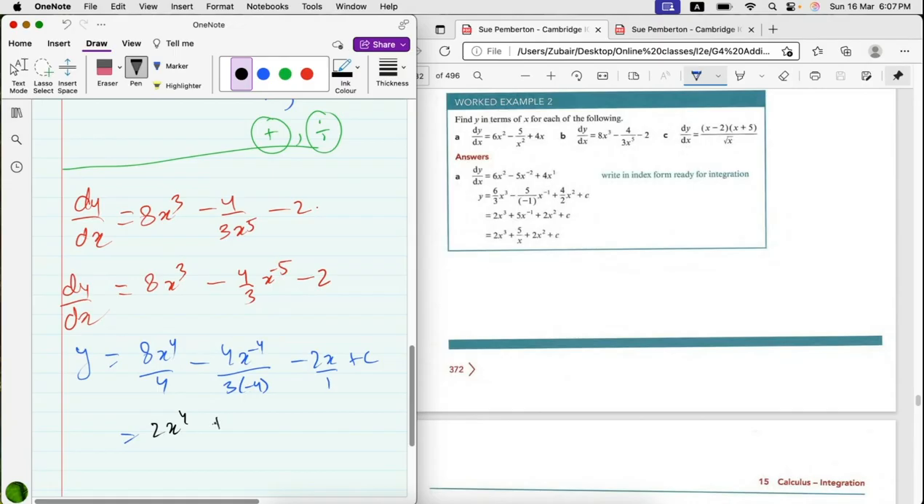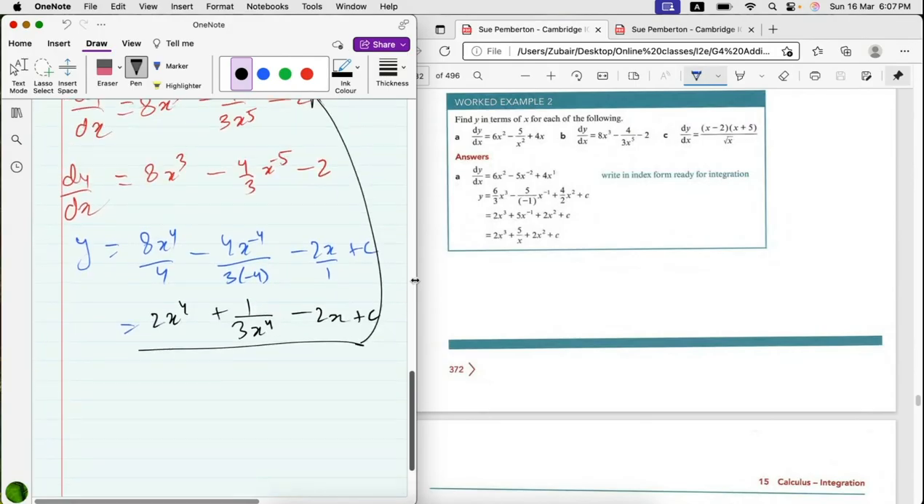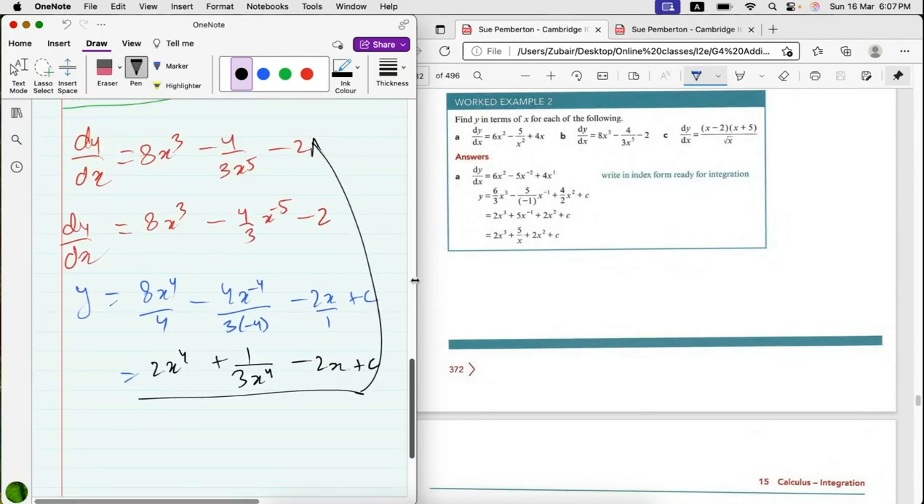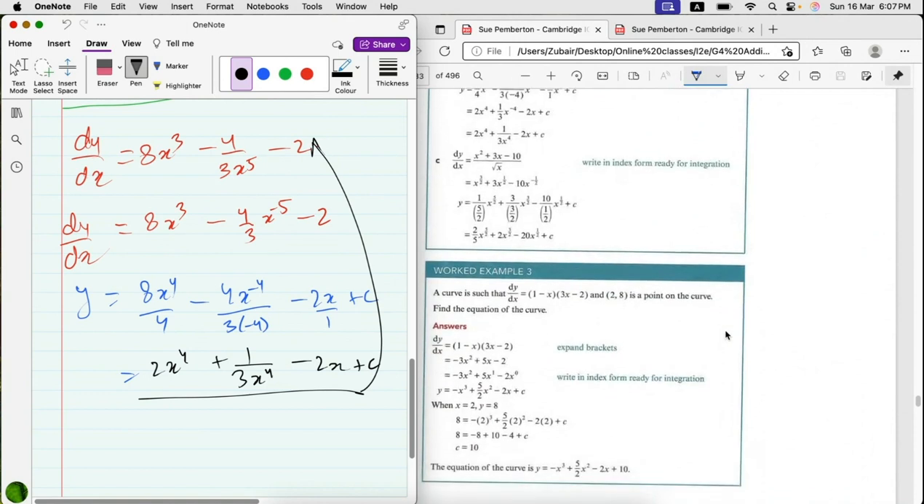Now minus minus is plus. 4 cancels out with 4 and I'm left with 1 over 3x 4 minus 2x plus c. If I would differentiate this, I'll definitely get that back. But we already differentiated in the first way. No, we're not differentiating it again. We're just integrating. I'm just relating it. The requirement in this question is just to integrate and get the equation. Look at the third equation.